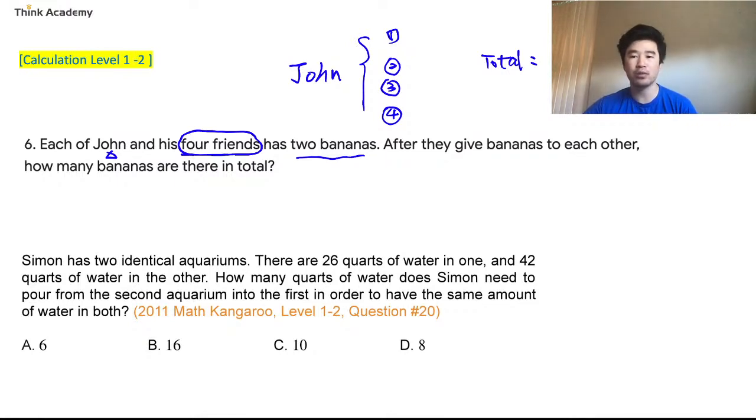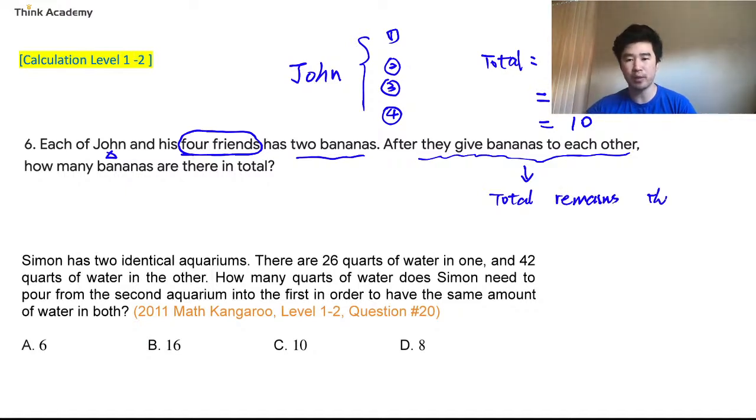So we can do 2 plus 2 plus 2 plus 2 plus 2. If you have not learned about multiplication, you can just add them up. Or if you already know how to do multiplication, you can just write 2 multiplied by 5. That will give us 10, total number 10. So the tricky part for this problem is to know how many total people we have. We are going to have total 5 people. And after they give bananas to each other, the total remains the same. Alright, so this sentence: no matter how they give bananas to other people, the total remains the same.